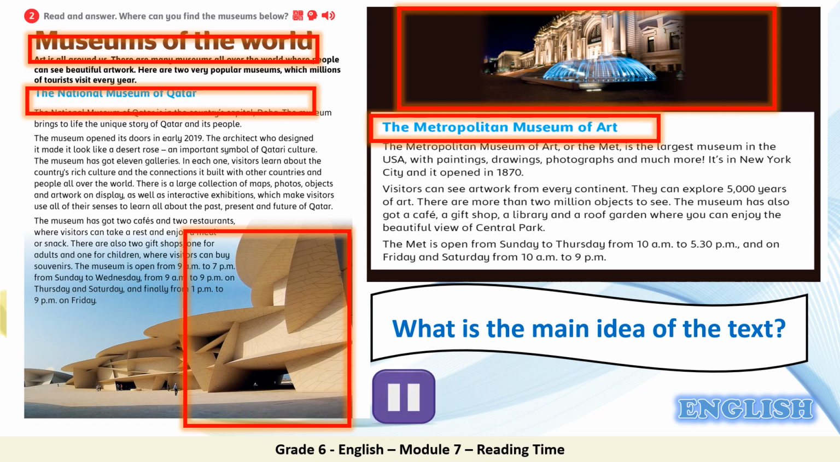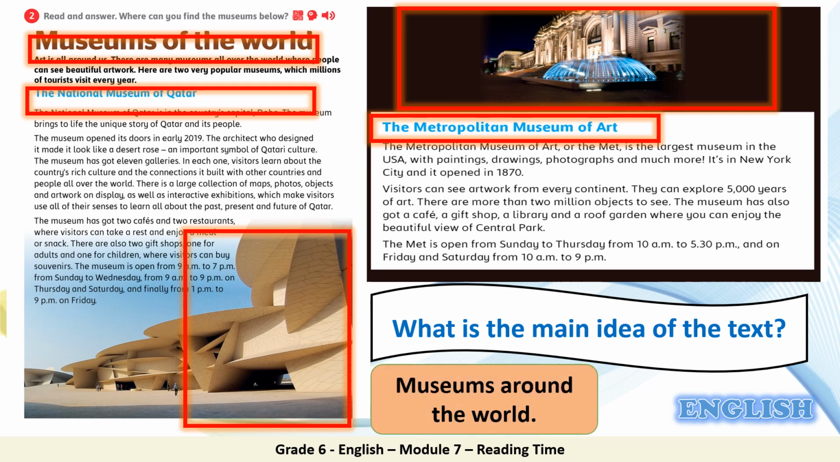So now, pause the video, read the title and the headings, look at the pictures, and try to read the text quickly and find out what is the main idea of the text. Welcome back. Thank you, everyone. Yes, the text is about museums around the world, especially two museums we are going to read about today: the National Museum of Qatar and the Metropolitan Museum of Art.